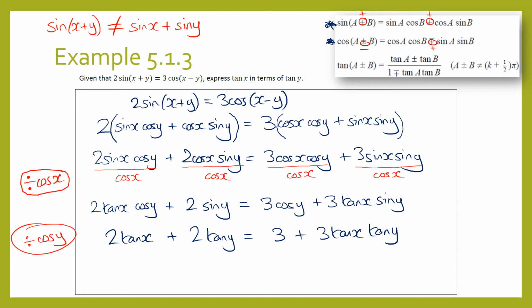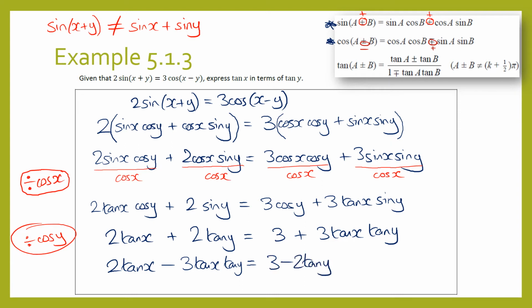So we're getting close to our answer now, and our task is to express tan x in terms of tan y. Well, those are the only two things in this expression now, apart from numbers, tan x and tan y. So to express tan x in terms of tan y, we've got to make tan x the subject of this equation. So to do that, I'm going to rearrange to get anything with tan x on one side of the equation, and those terms without tan x on the other side of the equation. So I'm going to take away 3 tan x tan y from both sides. And I'm going to take away 2 tan y from both sides.